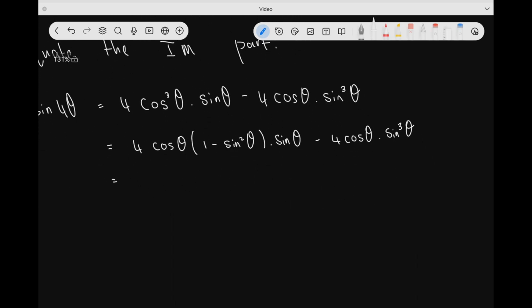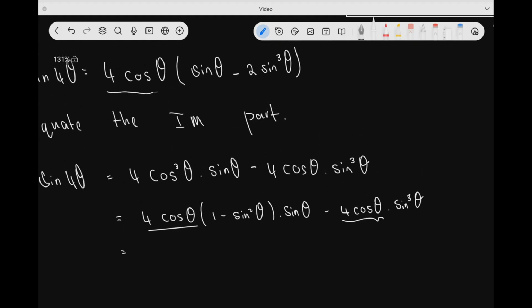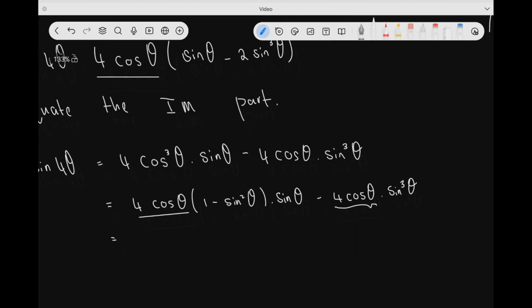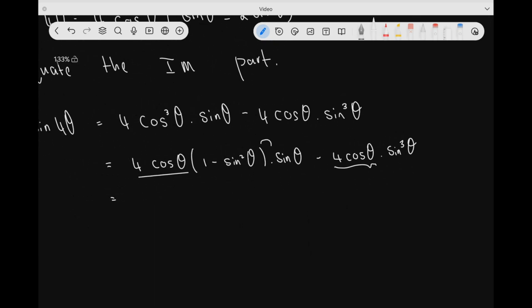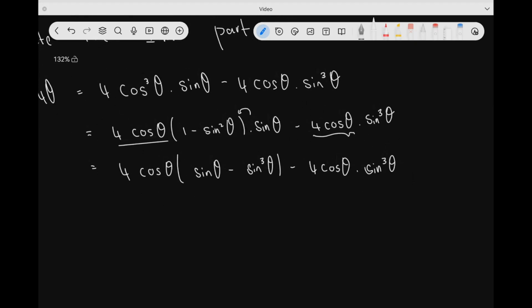Maybe we also want these two to be the same. So I want to keep that and that. I don't want to touch it, because I can already see that's in my final answer. So that's fine. So the only other option is to distribute this sine in. So let's try and get rid of it. It's going to be sine theta minus sine cubed theta minus 4 cosine theta. Okay, now we should be able to see the answer.